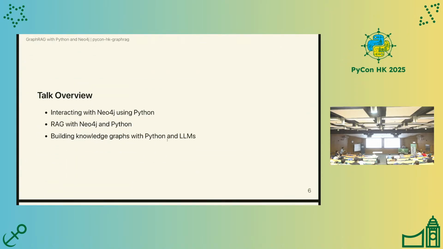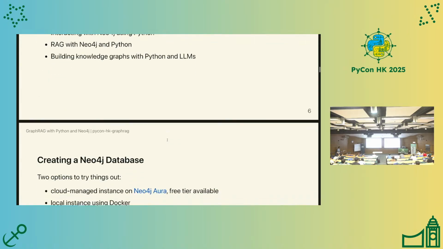So today I'll be going through some of the ways you could interact with Neo4j, which is a graph database, with Python, how you could build some RAG pipelines with it, and also building knowledge graphs based on documents.